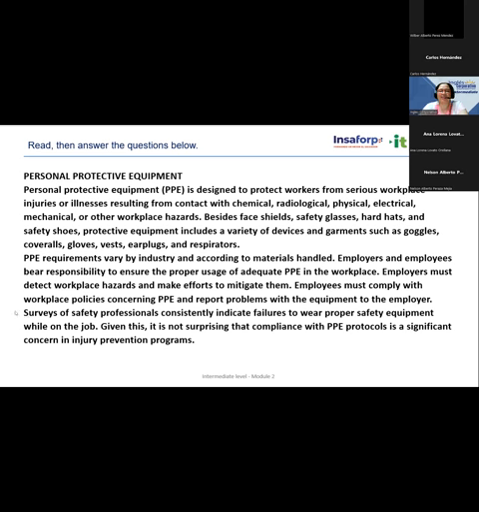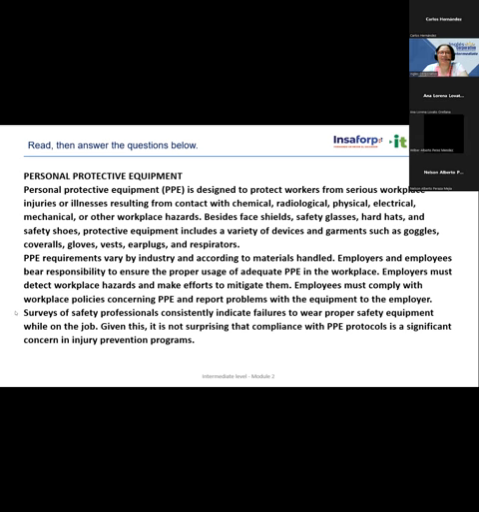Service of safety professionals consistently indicate failures to wear proper safety equipment while on the job. Given this, it is not surprising that compliance with PPE protocols is a significant concern in injury prevention programs. Okay, very good. Good job.